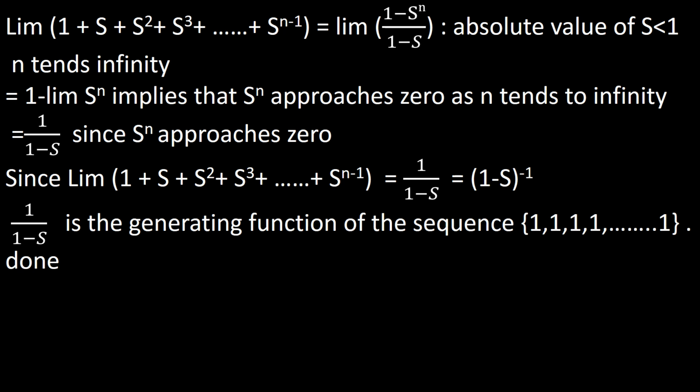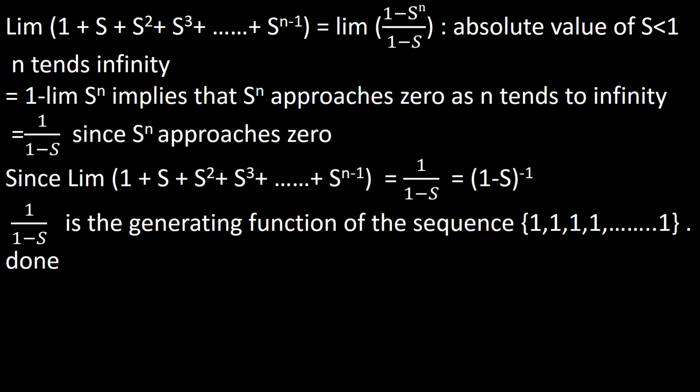The limit of 1 plus s plus s squared plus s cubed plus all the way to s power n is equal to 1 over 1 minus s, which is equal to 1 minus s power negative 1. That's just the reciprocal, the one you know. 1 over 1 minus s is the generating function of the sequence 1, 1, 1. And that's the work done.